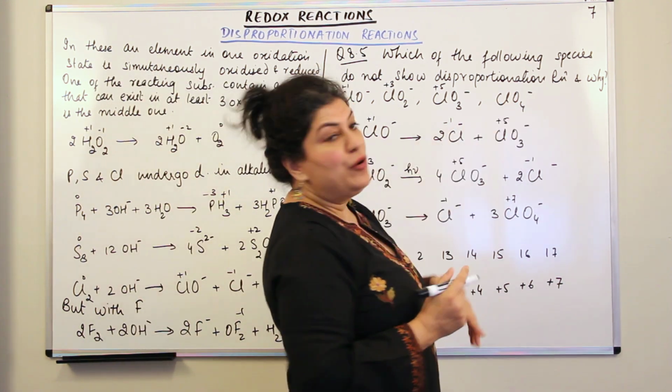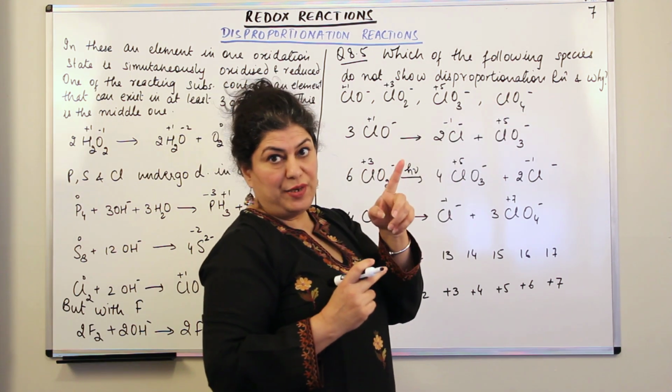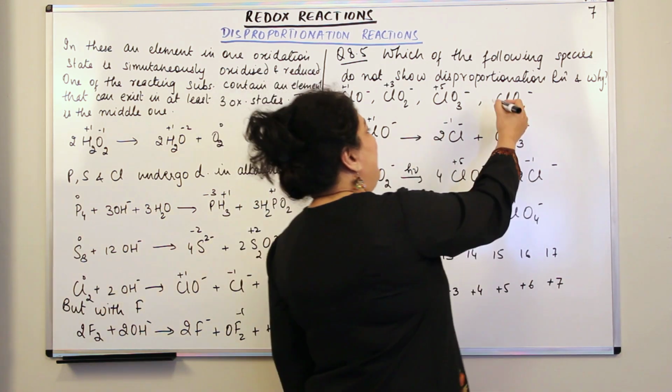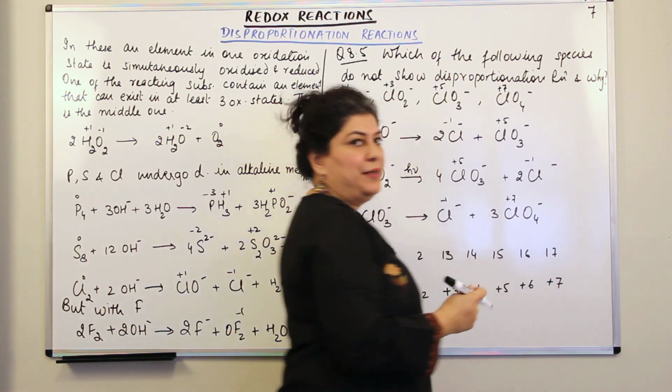In ClO4 negative, now you have 8 negative charges, out of which 1 has not been neutralized. So you have 7 negative charges which are neutralized by chlorine. Therefore, in this ion, chlorine is showing an oxidation state of +7.